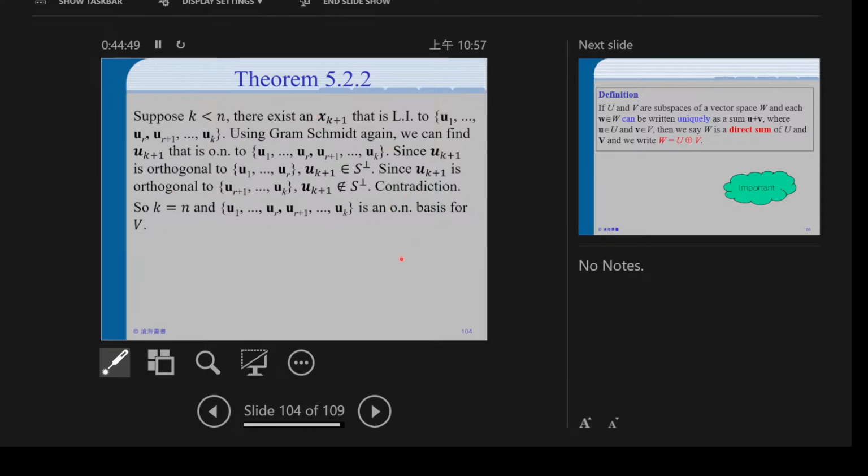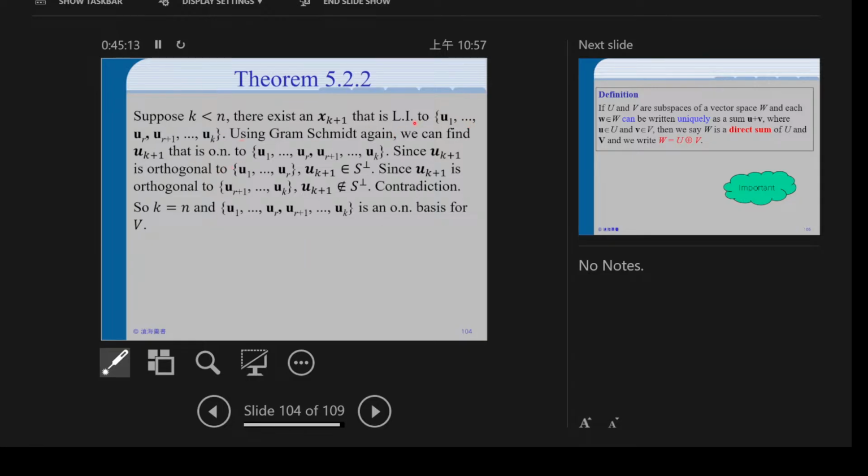So this is actually a nice argument to know. If k is less than n, then we can also find... This is similar to something we do in 5.2. So if our basis doesn't span everything, then there is something outside of our basis that is linearly independent to what we have.